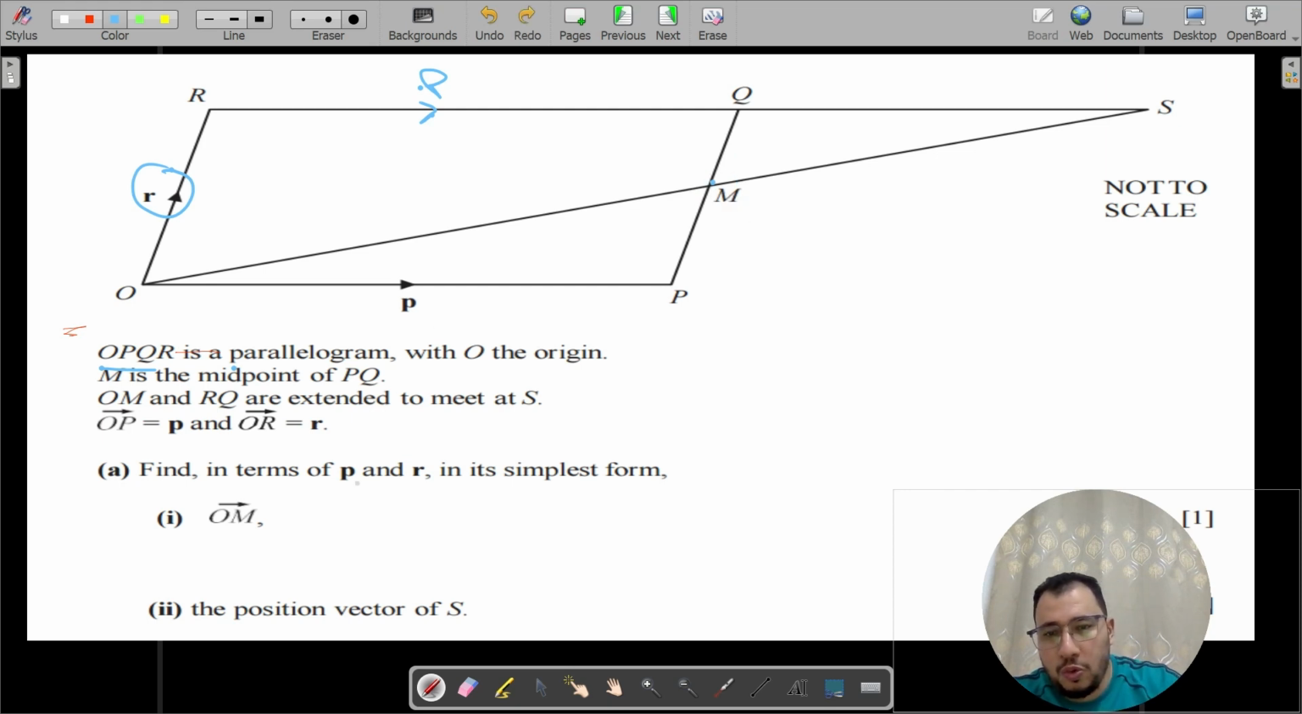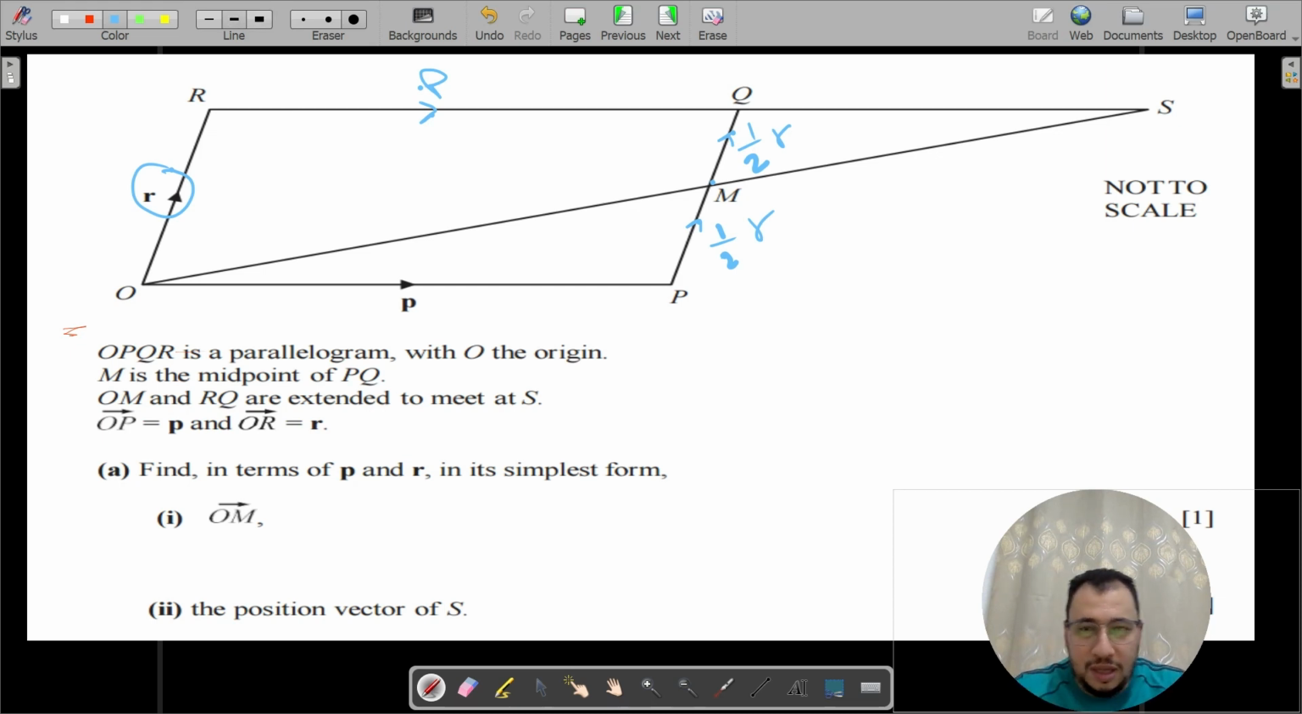Till we know what M is, here he told me that M is the midpoint of PQ. Midpoint means these two parts here are equal to each other. So this is half R and this is also half of R. Okay, don't forget that, please.